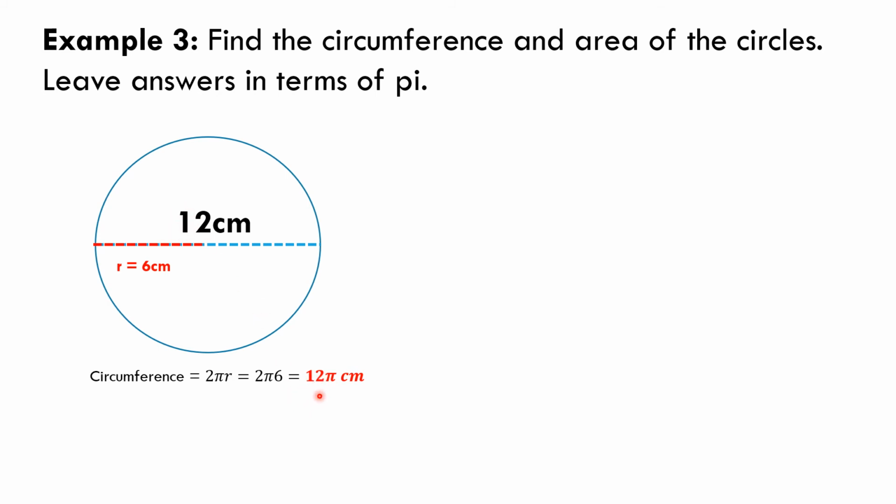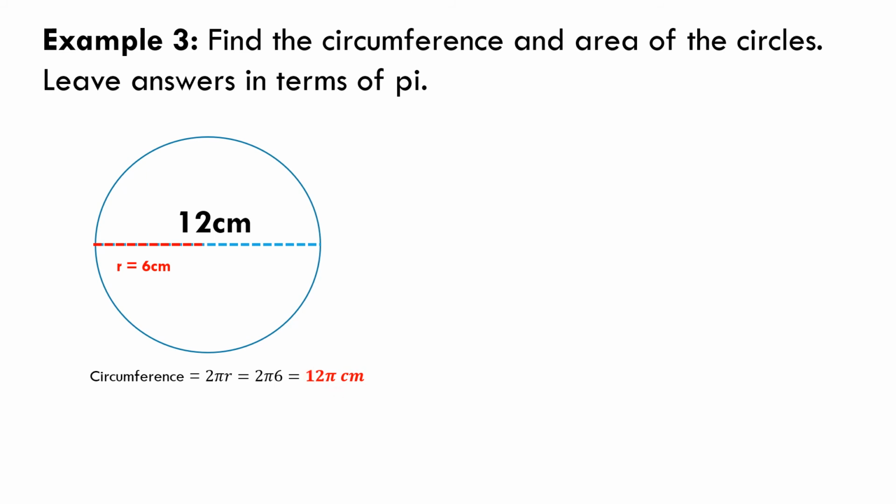But keep in mind that when we write our final answer, pi goes at the end always. So we always put our normal regular integer or decimal number at the beginning, and then pi goes at the end. Notice also that we're leaving our answers in terms of pi. That means that we're not going to multiply pi out. So I'm not going to say 12 times 3.14 or type the pi button in my calculator. I'm just going to leave it as 12 times pi.